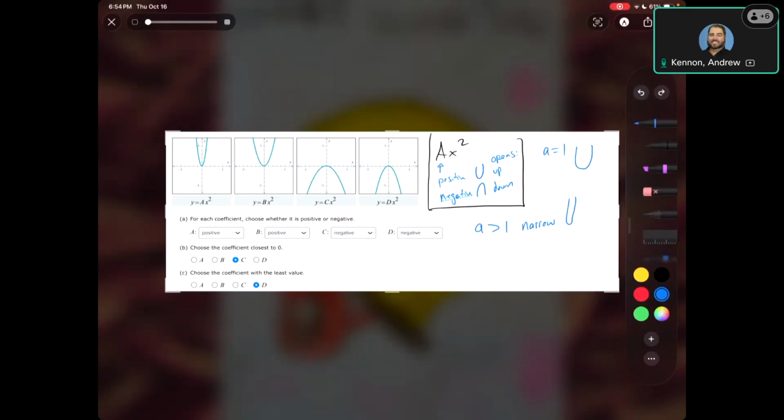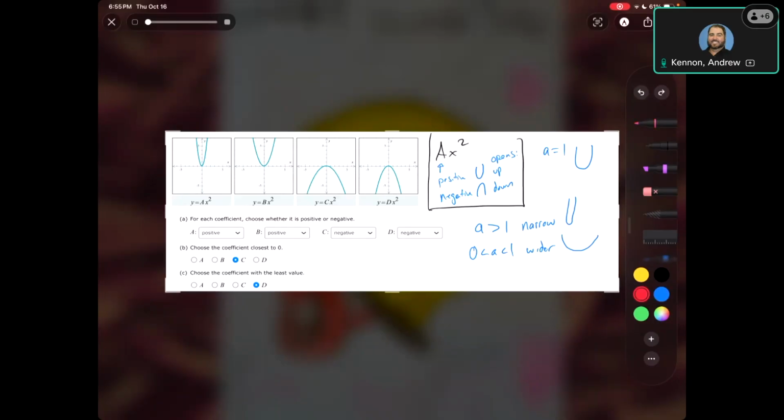If it is a fraction, a number between 0 and 1, like 0.5, it is going to be wider, which means it's going to be like this. If it was 1/2 x squared, that means it's going up half as fast as this one. Okay.